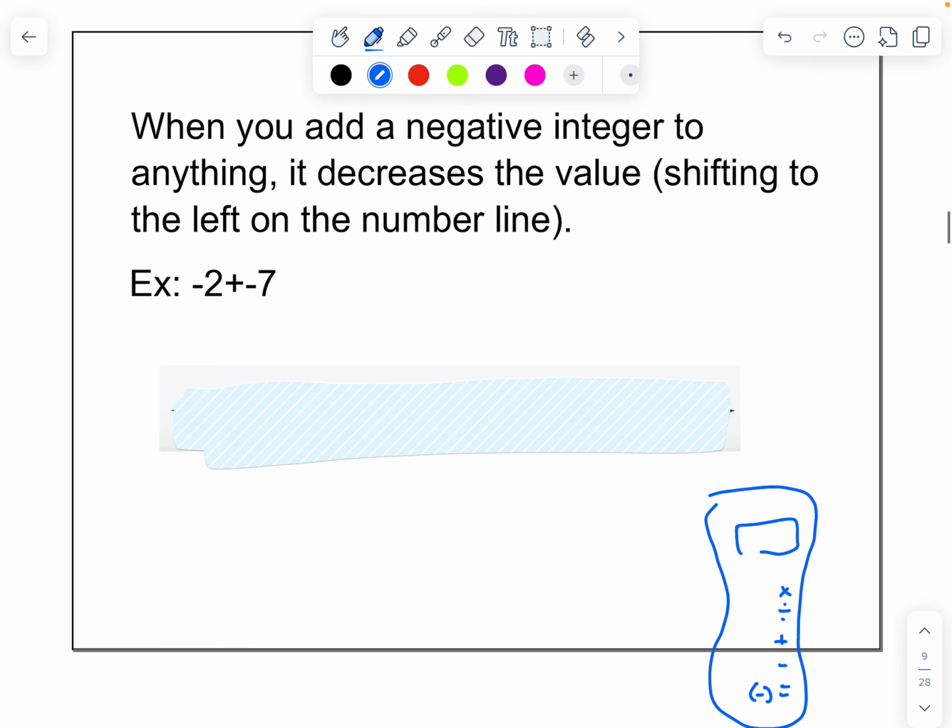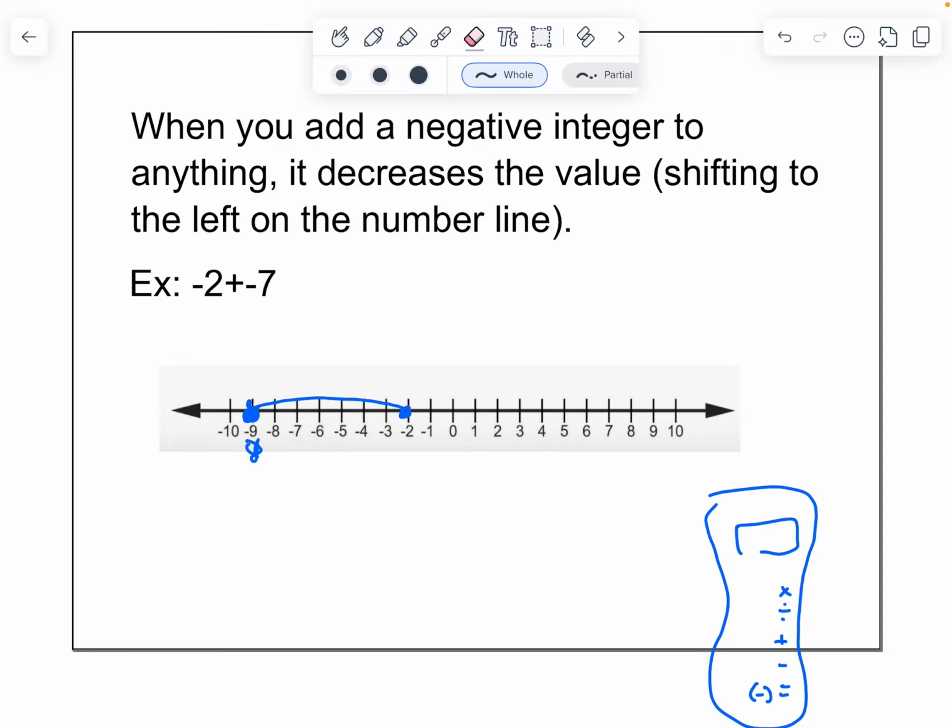Negative 2 plus negative 7. Take a second, try and figure this one out. In about 3 seconds, I'm going to clear this cover. And this is what you should end up with, negative 9. Started at -2 and shifted to the left, -7.